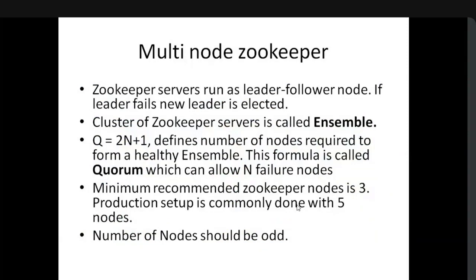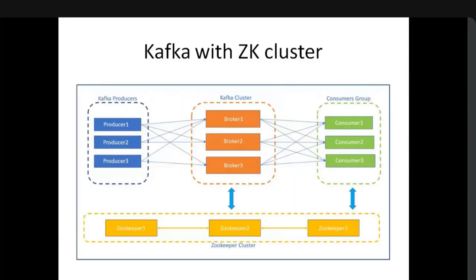Now let's read something about the zookeeper cluster. Some terms are there which we have to understand before we proceed with the zookeeper cluster setup. So zookeeper servers run as leader-follower nodes. If the leader fails, a new leader will be elected. Now the basic difference between the Kafka cluster, meaning your broker cluster, and the zookeeper cluster is that in a broker cluster there is no leader and follower. Leader and followers are there just inside the partitions.